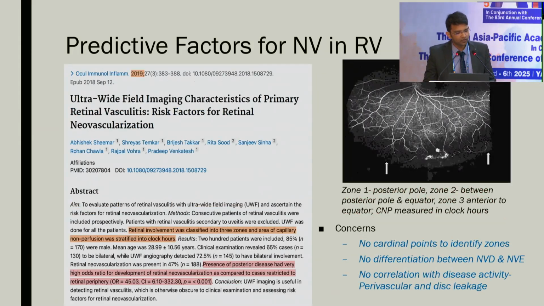Now, another study in 2019 divided the fundus into 3 zones. Zone 1 including the posterior pole, then zone 2 between the posterior pole and equator, and zone 3 anterior to the equator. And they found that the presence of posterior pole disease is a significant risk factor for development of neovascularization.